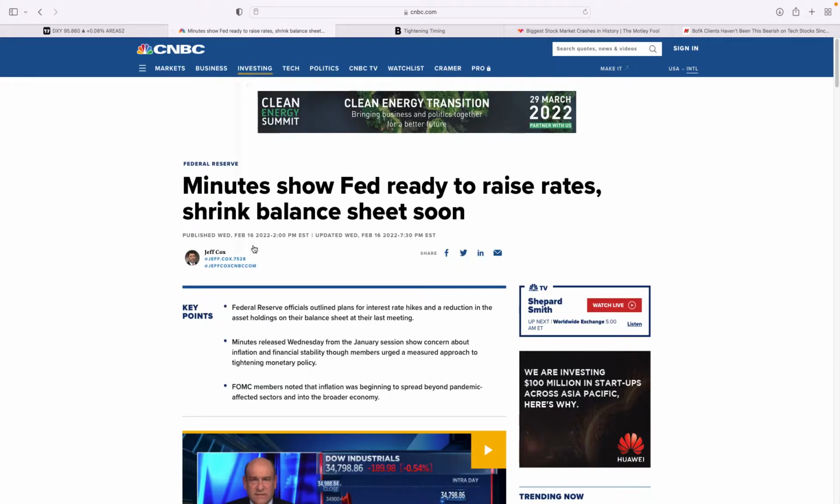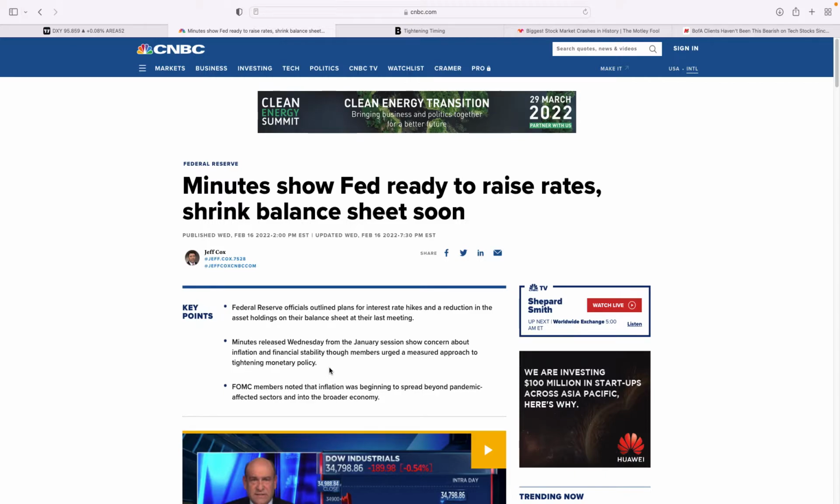Now, if you look at this data that we received yesterday over here, it says the Federal Reserve officials outlined plan for interest rate hikes and a reduction in the asset holdings on their balance sheets at the last meeting. The minutes released on Wednesday, which was yesterday, from January session, show concern about inflation and financial stability, though members urged a measured approach to tightening monetary policies. Basically what that means is that although inflation is sky high in the US, the Federal Reserve still wants to approach the interest rate hikes and not come in guns blazing.